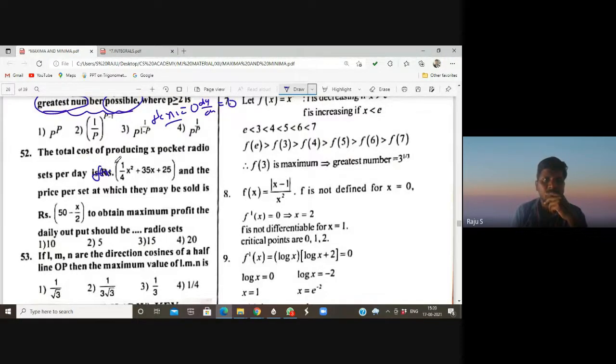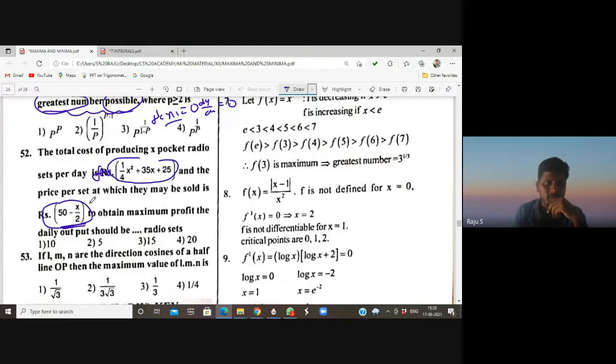Then the second one, I'm taking this function as f. The total cost of producing x packets of radio sets per day is given, I'm taking this as a function, and the price per set at which they may be sold is given. Okay, fine, students. You can consider this as the function. Price for the set is in rupees. Okay, this is the product.